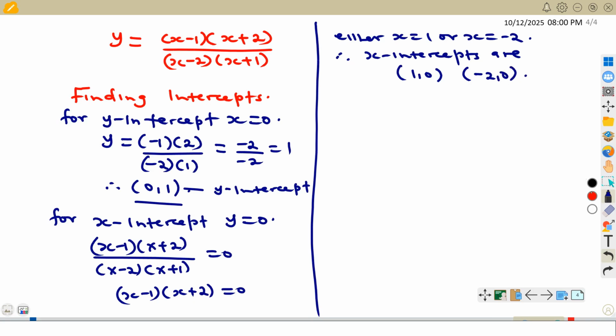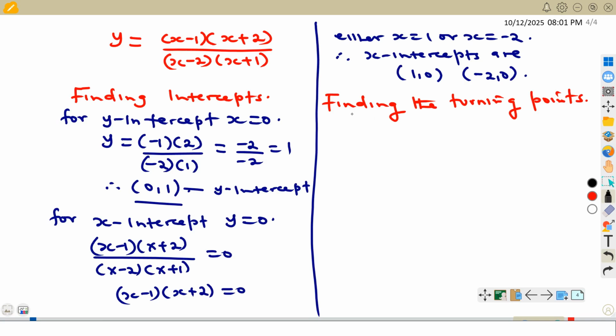So there we shall be done with intercepts, and next we shall talk about the turning points. Let us look at finding the turning points. How do we find the turning points? We find the turning points at the point where dy/dx is equal to 0.